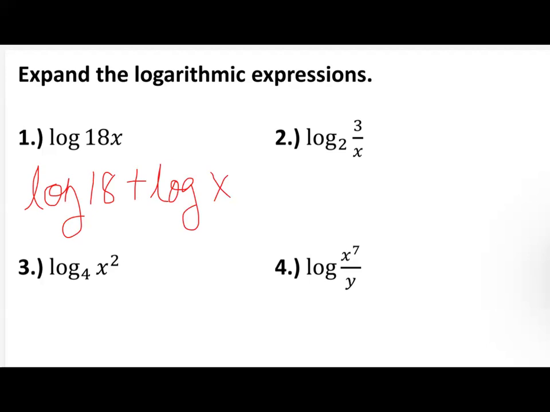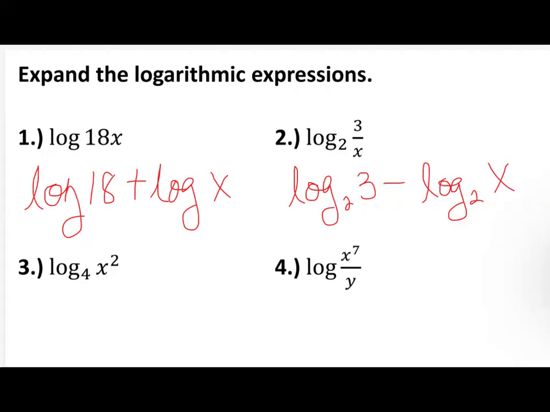Okay, this next one is dividing. So dividing means we're going to subtract. Log base 2 of 3 minus log base 2, and make sure you get your bases in there, of x.